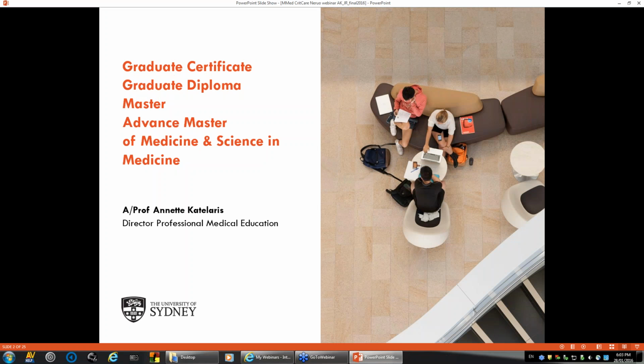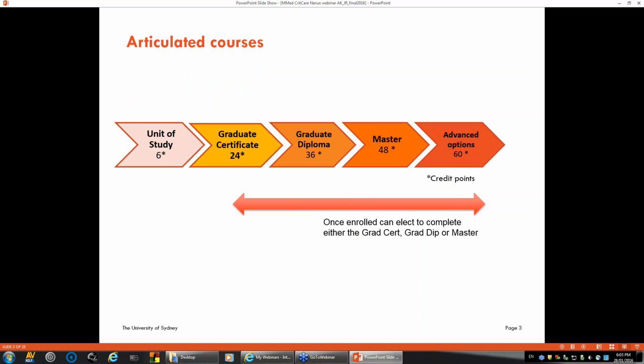Okay, now just to be clear at the beginning, the critical care degree is only open to students who hold a medical degree, but the clinical neurophysiology degree is available to those with a science qualification. Ruth will talk about this more later, and those with a medical degree. I just want to talk about the degree structure in general.